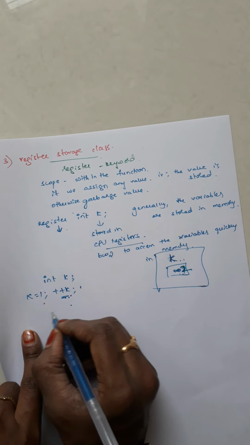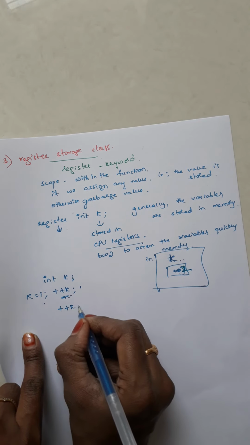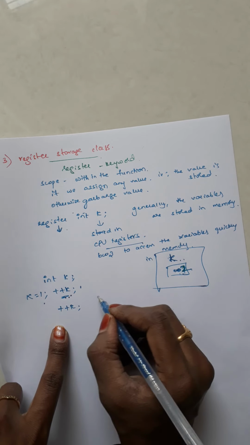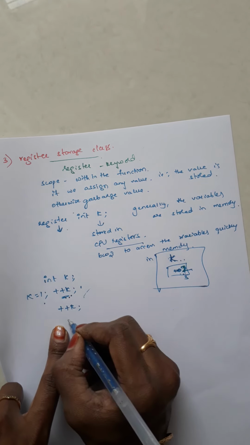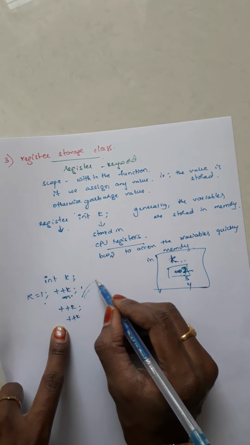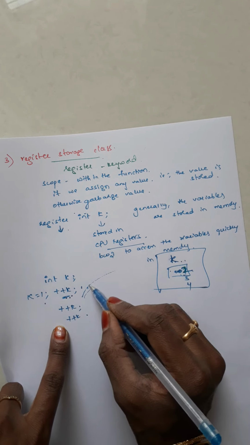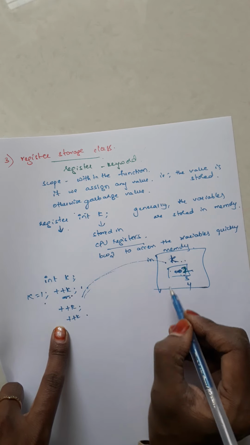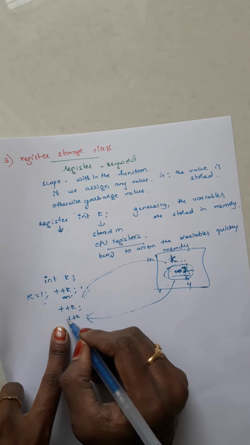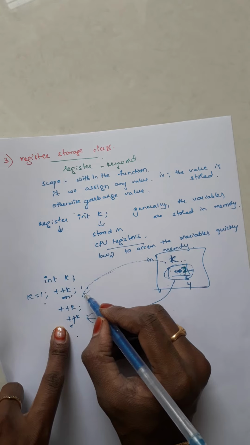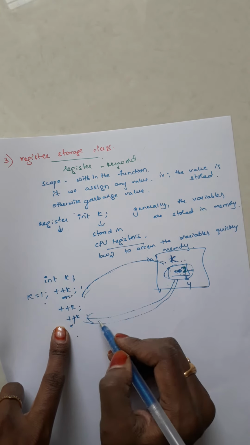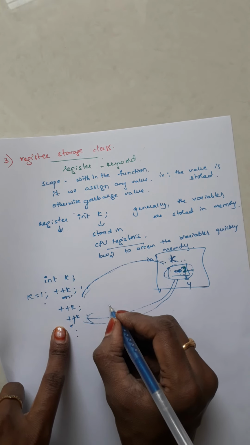The next time, again we increment the k value, so k equals 3. Again k is incremented, so k is 4. Every time to access the k value, the control moves to the memory, accesses the value, and it is substituted in the program. How many times does this process take place? That depends on the number of times the variable is used.